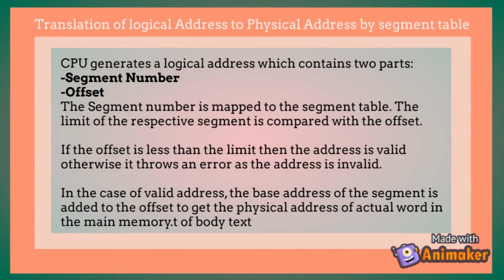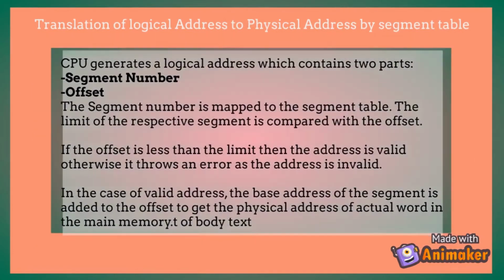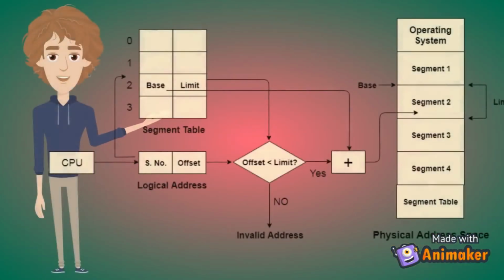Translation of logical address to physical address through the segment table: the CPU generates a logical address which contains two parts, segment number and offset. The segment number is mapped to the segment table. The limit of the respective segment is compared with the offset. If the offset is less than the limit, then the address is valid, otherwise it throws an error. In case of a valid address, the base address of the segment is added to the offset to get the physical address of the actual word in the main memory.